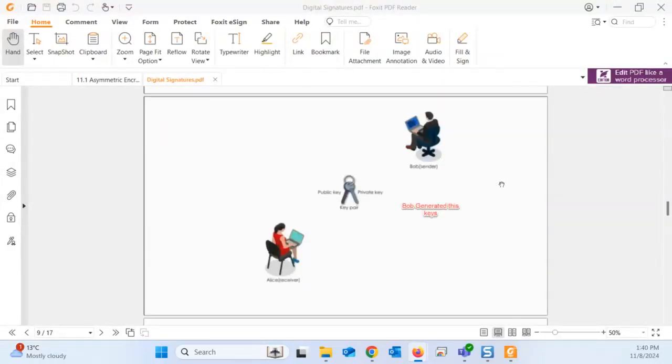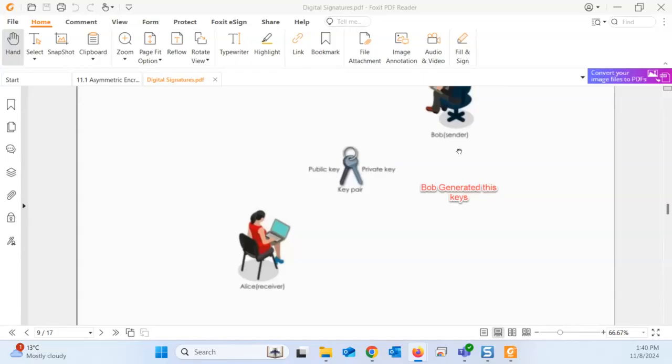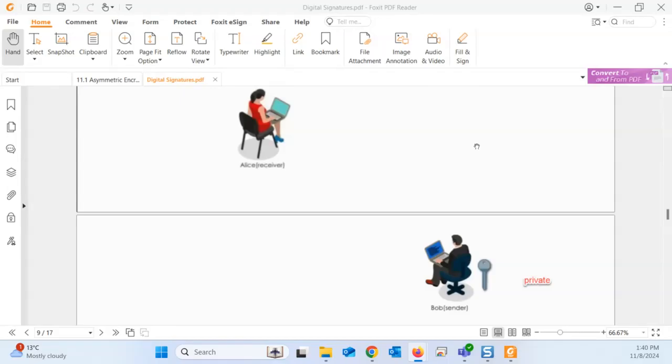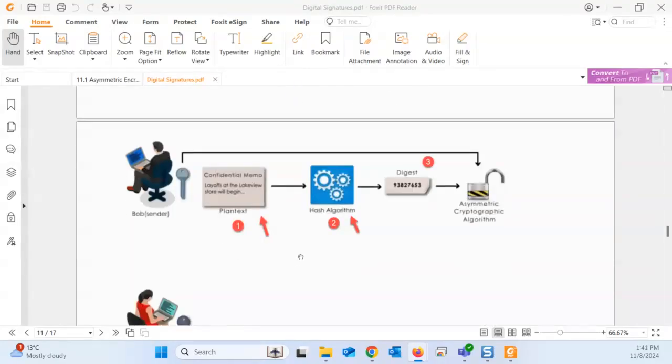And here it is. Bob generated these two keys, a public key and private key pair. Private key, he will keep with himself, and he will send the public key to whom? To Alice. So Bob will keep his private key to himself. He will not even share it with anybody, but he will share his public key with everyone that he wants to receive the message from. This is a very classic example of asymmetric encryption. And again, it's like a bank one.